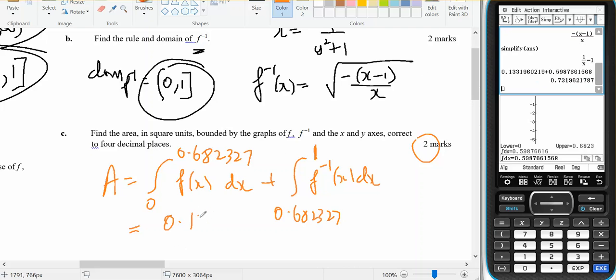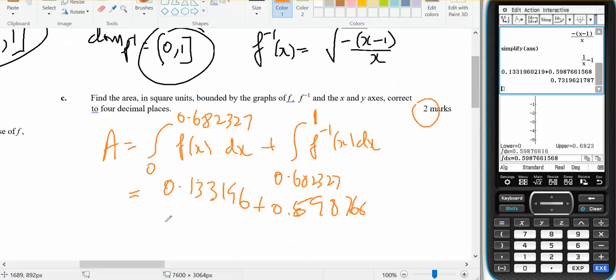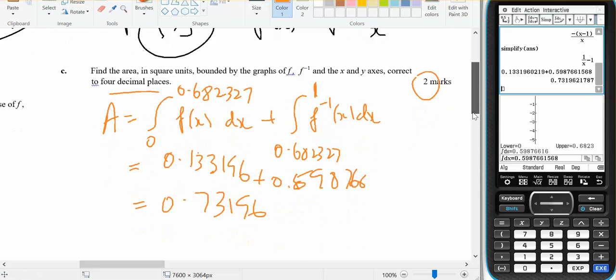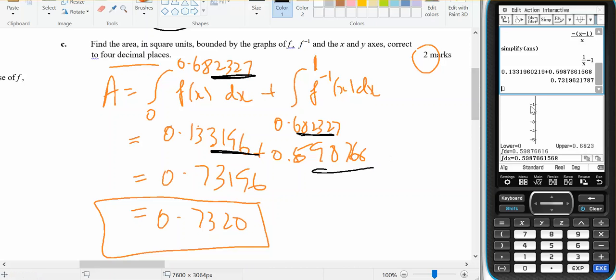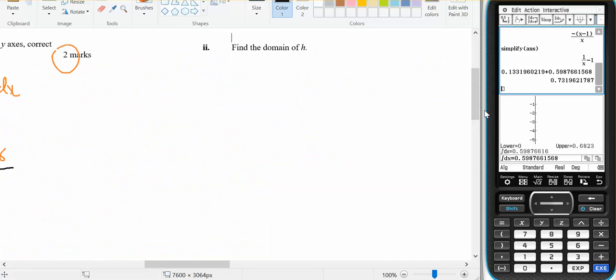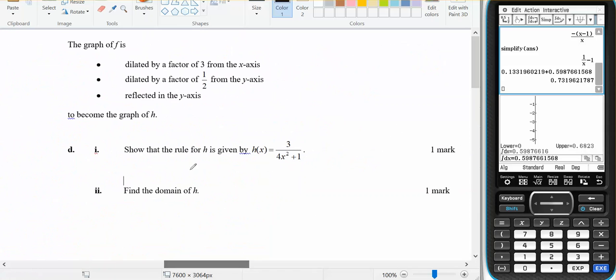This is the 0.133196 plus 0.598766, and the equal 0.73196 to 4 decimal places, 0.7320 as being the area to 4 decimal places. Really important, if you want to round to 4 decimal places, put this to many, many decimal places, and that's easy on your calculator. Okay, what's next in this question? The graph of f. Now remember, f equals 1 on top of x squared plus 1.